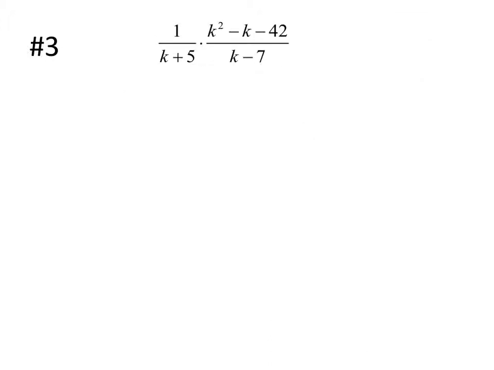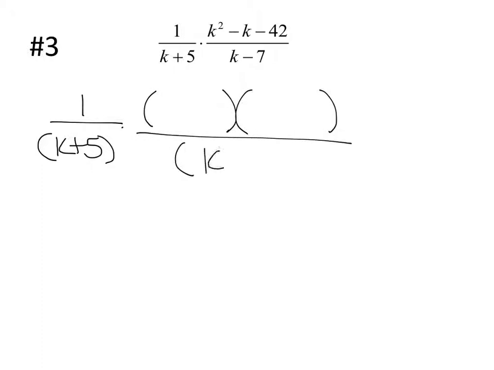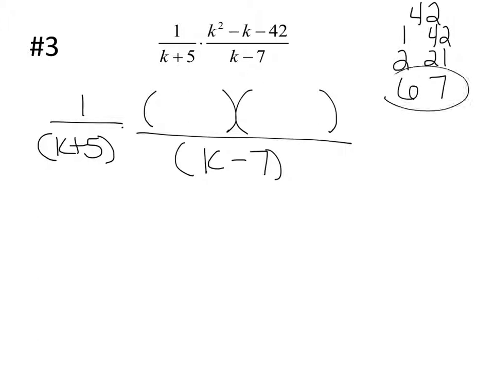All right, number 3, I can't do anything with 1 over k plus 5 other than put parentheses around it. But I can factor this numerator, but I can't do anything with k minus 7, so we'll leave that alone. So I multiply my first and last number to get 42, and I'm going to find my factors of 42 that will give me 1. So I have 1 and 42, 2 and 21. I think it's going to be 6 and 7.